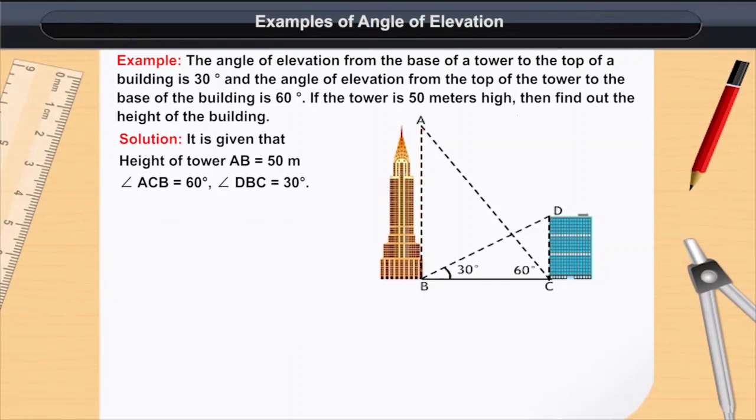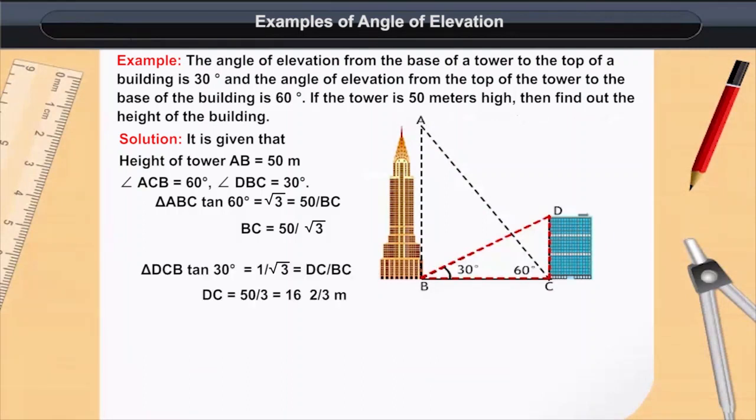Solution. It is given that the height of the tower AB is equal to 50 meters, angle ACB is equal to 60 degrees and angle DBC is equal to 30 degrees. Now, in triangle ABC, tan 60 degrees is equal to square root 3, which is equal to 50 by BC, or we can say that BC is equal to 50 by square root 3.